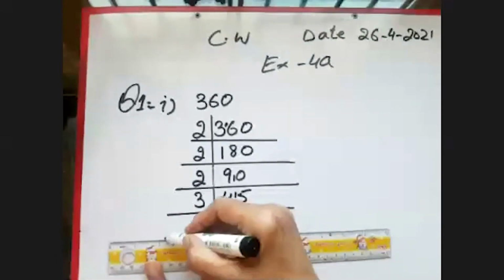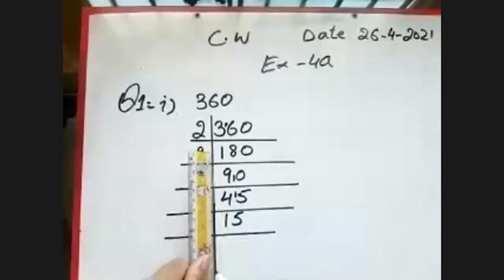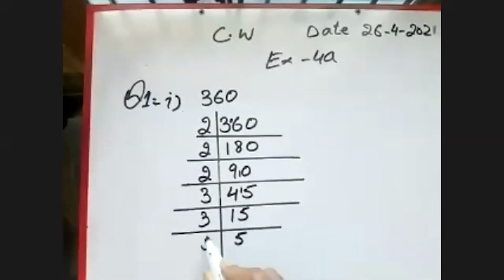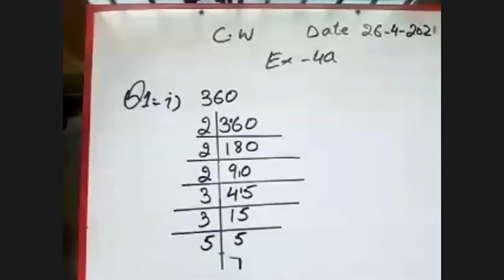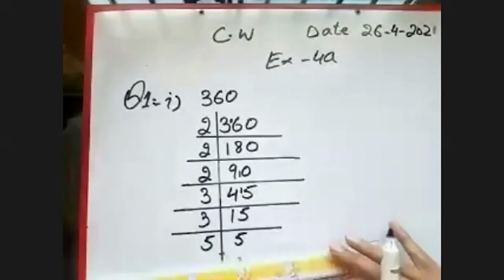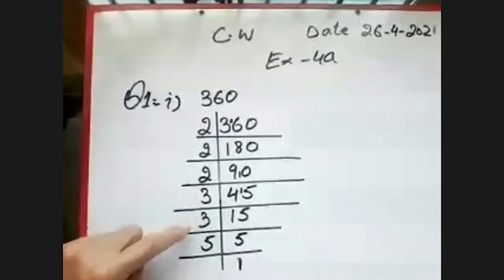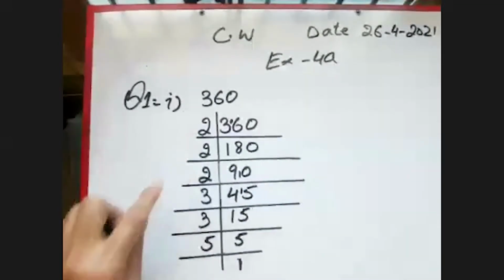Do the division again with 3. 3 is a prime number, like 2. The next prime number after 2 is 3. 3 5s are 15. 5 is a prime number, divisible by 5 only. 5 1s are 5. So all these numbers are the factors of 360, and these numbers are also prime numbers.